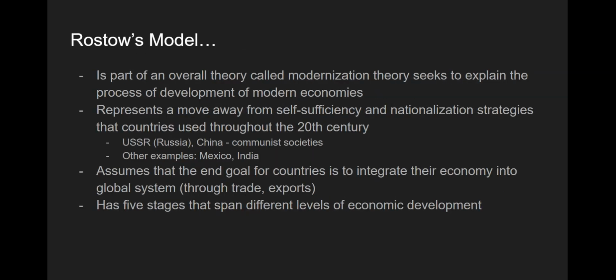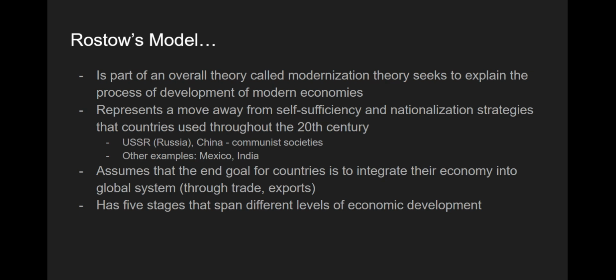Rostow's model represents a move away from a lot of the self-sufficiency and nationalization strategies that a lot of countries used in the 20th century. Most notably, the communist powers of the 20th century, like the USSR and China. Also, Mexico and India, both countries that followed protectionist policies, essentially policies that protected their own domestic companies, with tariffs on foreign goods. They didn't look outward in terms of free trade, and were trying to build up their own economy rather than integrate it into the world economy.